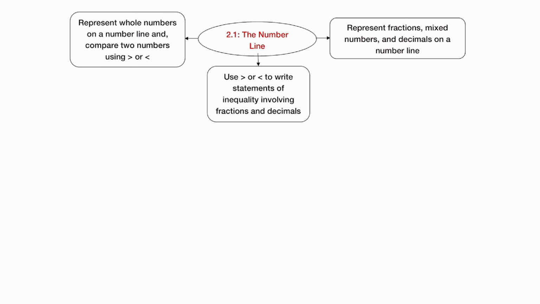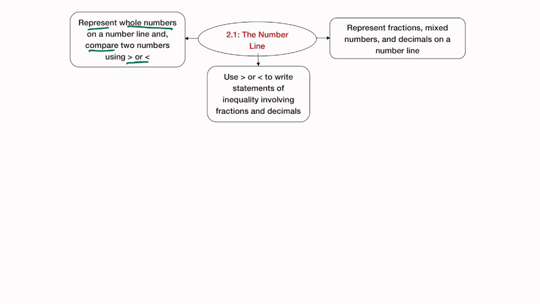In this chapter 2.1, the number line, you have three things to understand: represent whole numbers on a number line, and compare. So basically, on a number line, how do you represent the whole numbers and then you compare. Compare as in smaller and greater, right? Which one is lesser, which one is greater. So using greater than and less than signs.